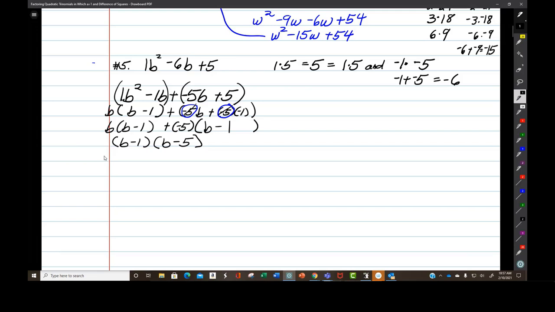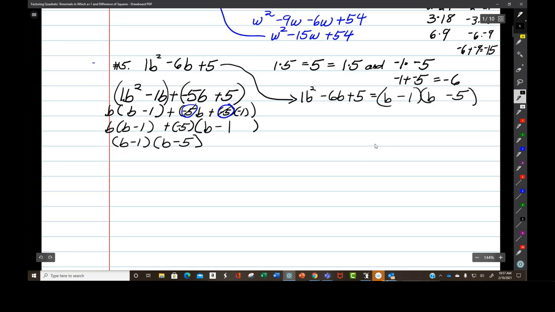And there you go. This is exactly the same answer you would get if you use the quicker, easier method for this, since the leading coefficient is 1. Take b squared and split it apart. And then factor 5, well, we've already done that up here, and negative 1, negative 5. Because negative 1 plus negative 5 is negative 6. So that means these are the numbers I'm going to use. So I use them here.